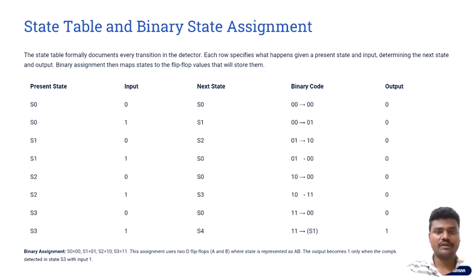State table and binary state assignment. The state table formally documents every transition of the detector. Each row specifies what happens for a present state and input, determining the next state and output. Binary assignment maps states to flip-flop values that will be stored, with present state, input, next state and binary output.